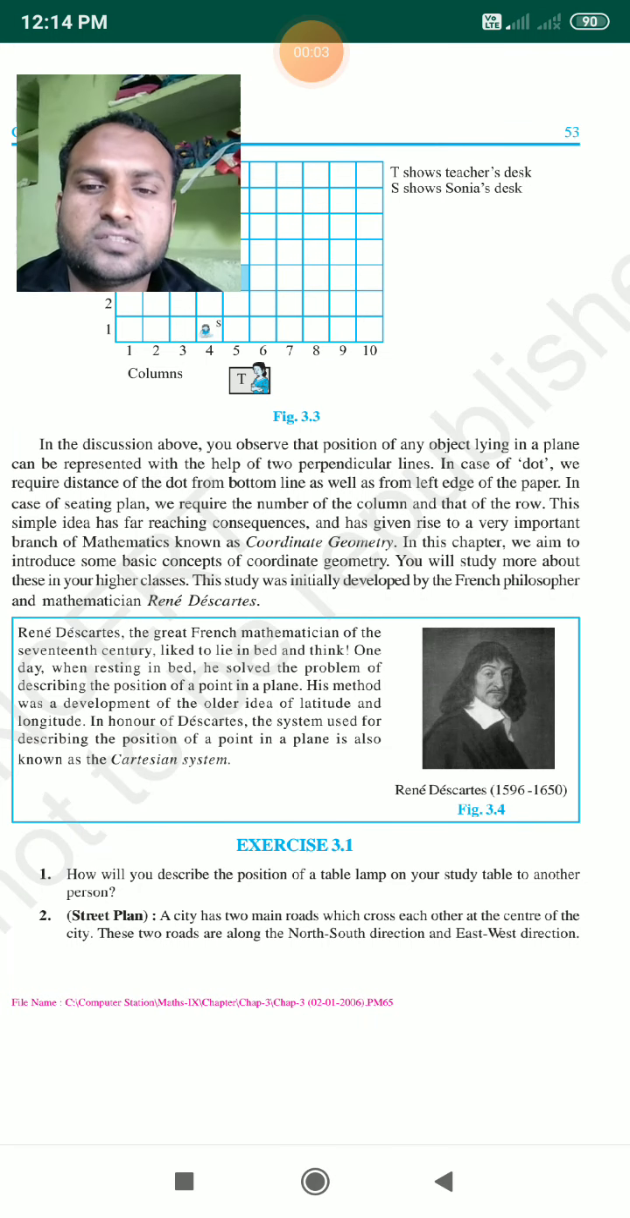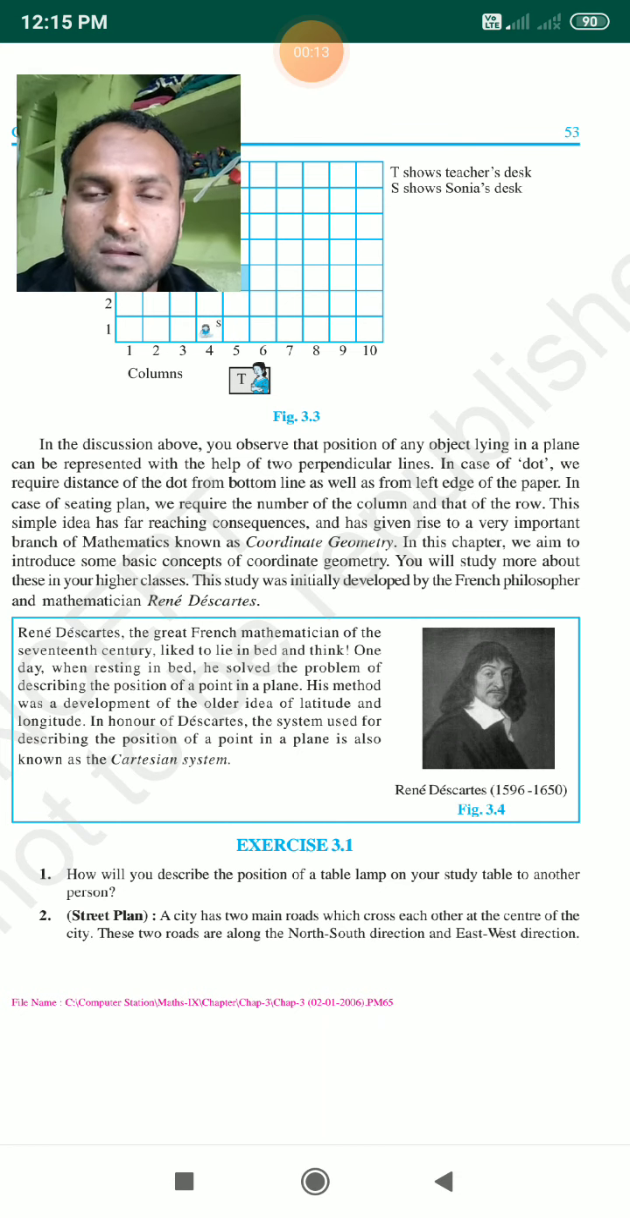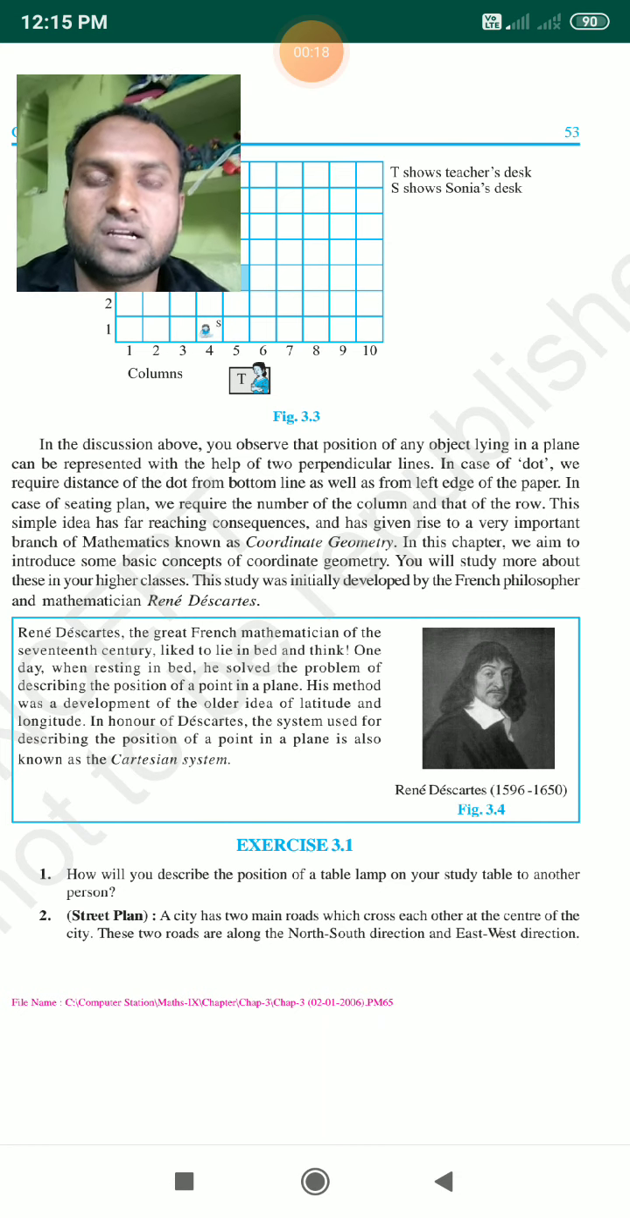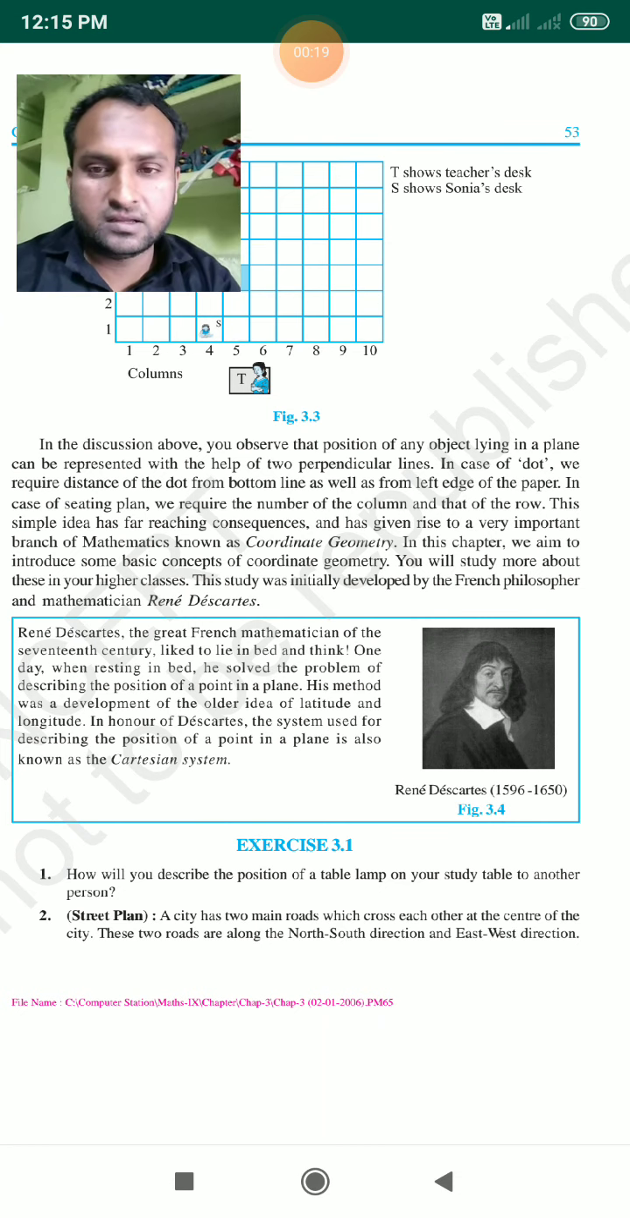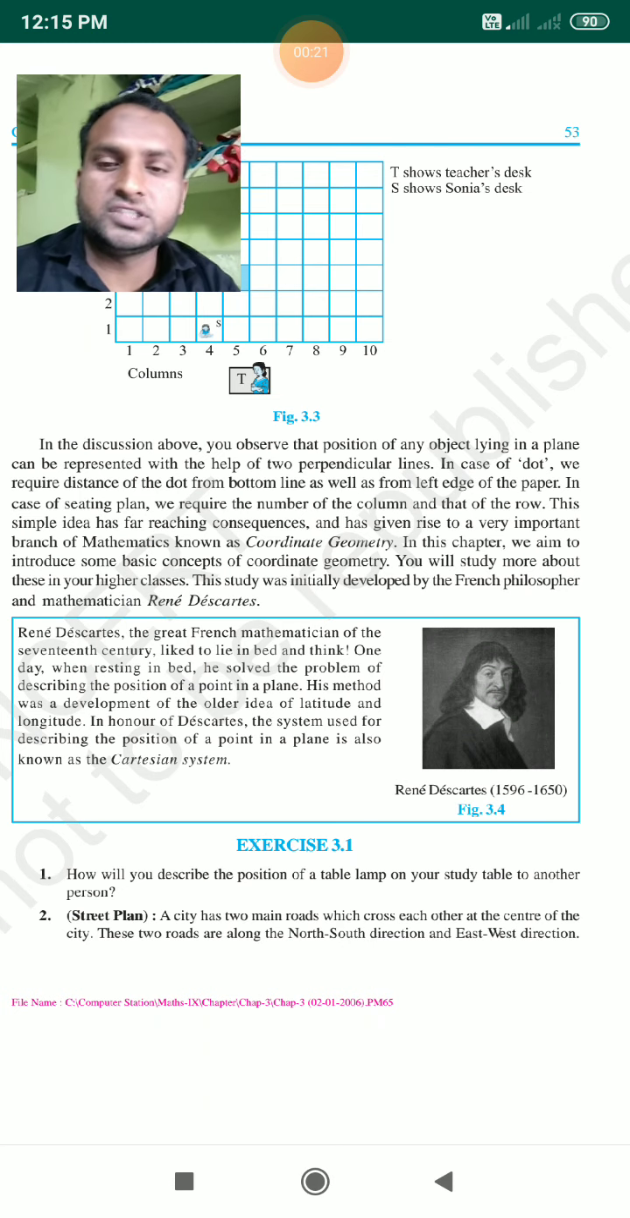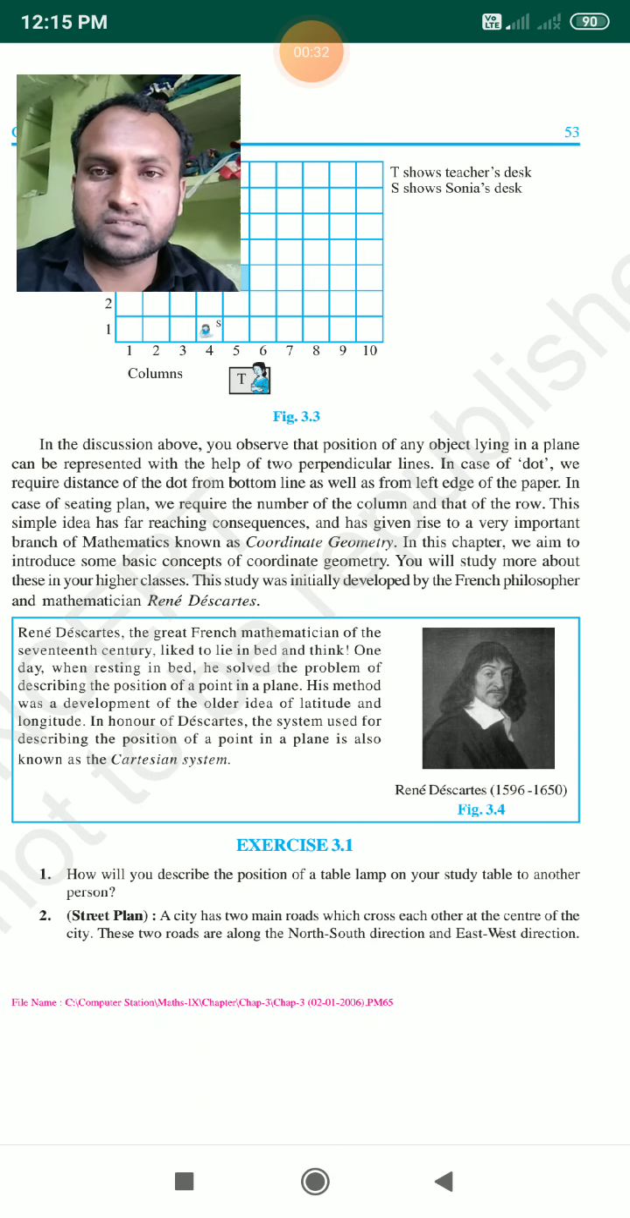In a previous class, we have seen how to describe a point on the blackboard, then how to describe a point on a plain page. Now, we have even seen what the x-axis and the y-axis are. I told you already that the distance from the x-axis is called the y coordinate, and the distance from the y-axis is called the x coordinate.